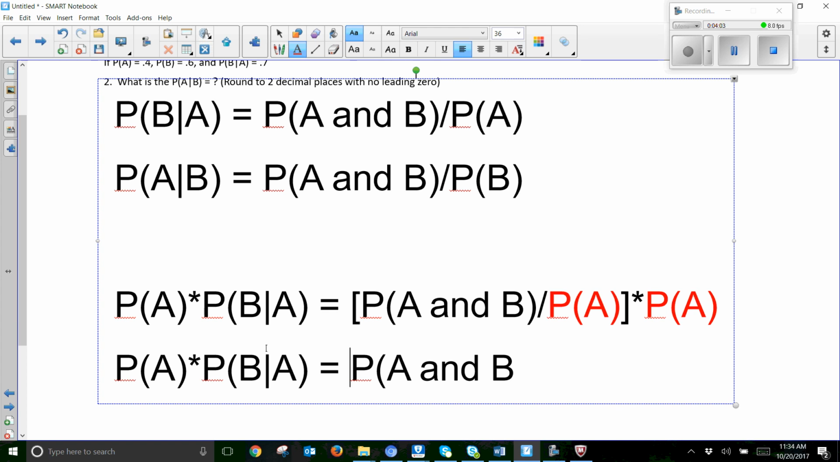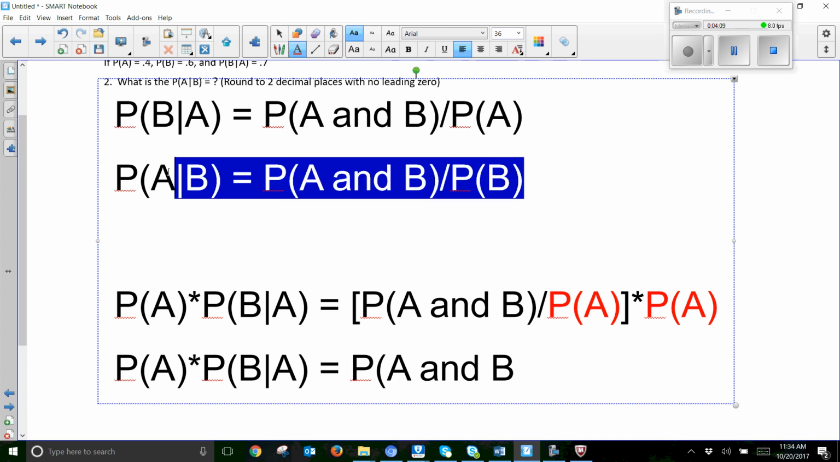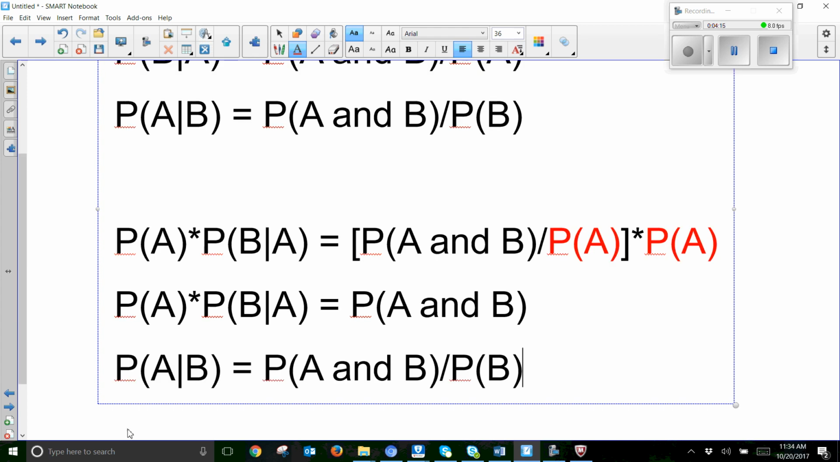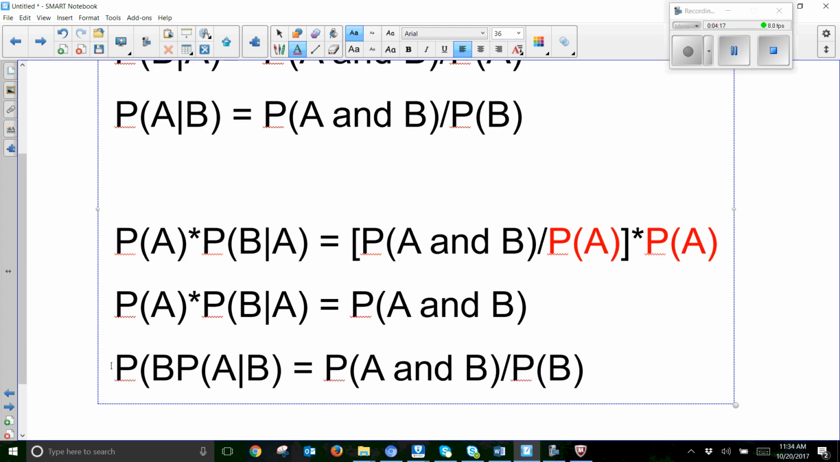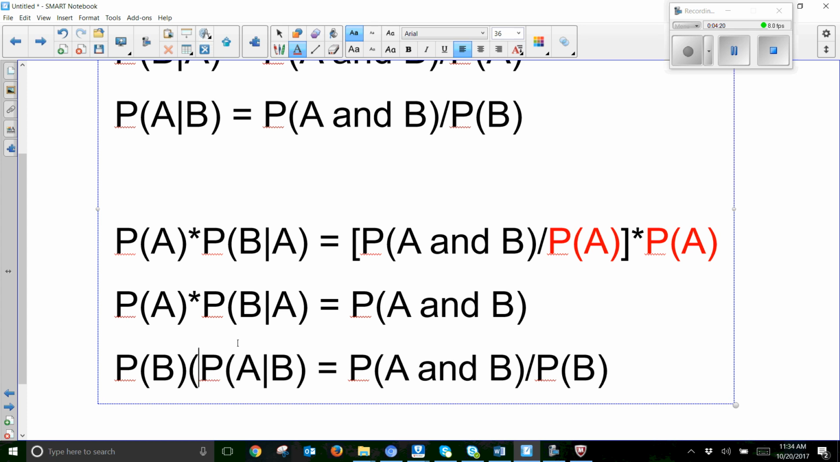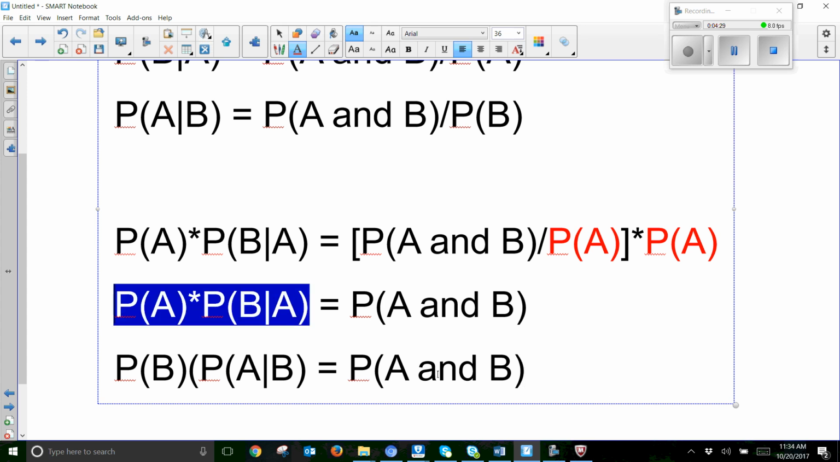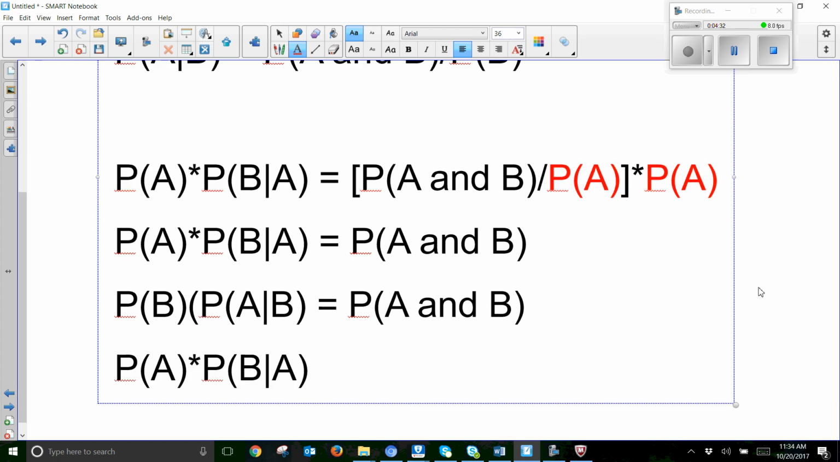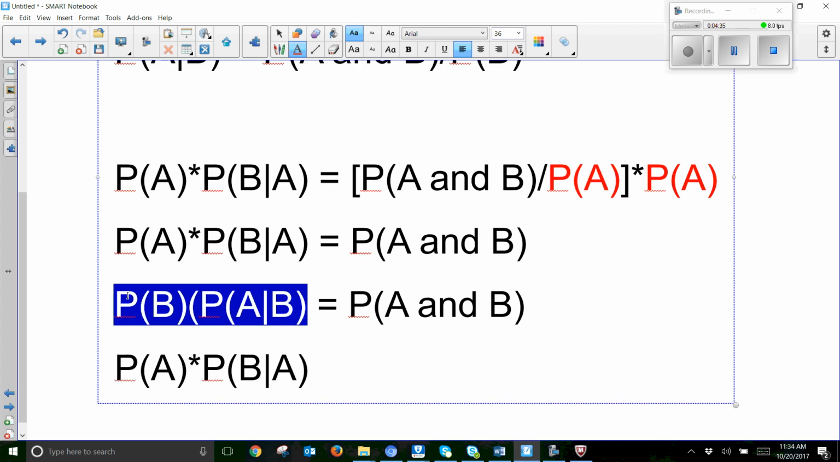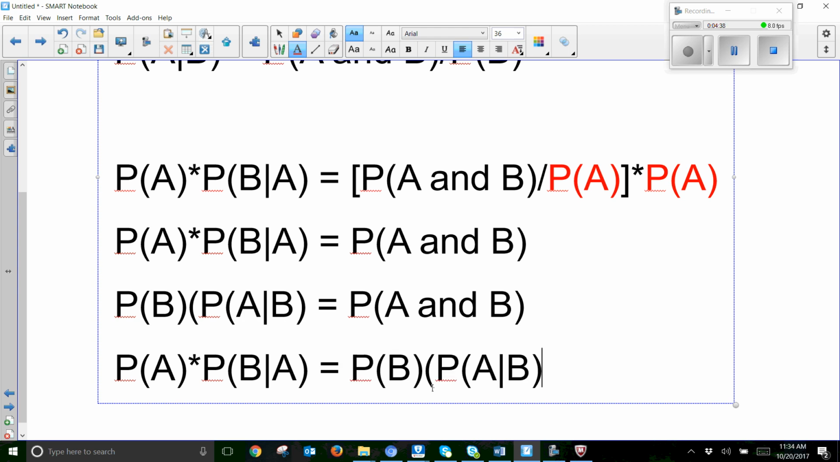Okay. Now, if I do the same thing with the second equation, but I multiply both sides by the probability of B, then again, the probability of B is going to cancel out on the right-hand side. And on the left-hand side, I'm just going to get probability of B times probability A given B equals probability of A and B. So when two things are equal to the same thing, you can set them equal to each other. So we have probability A times the probability of B given A equals probability of B times the probability of A given B.